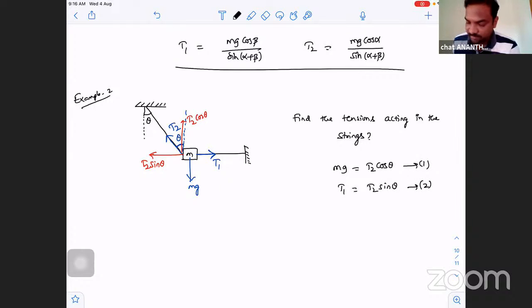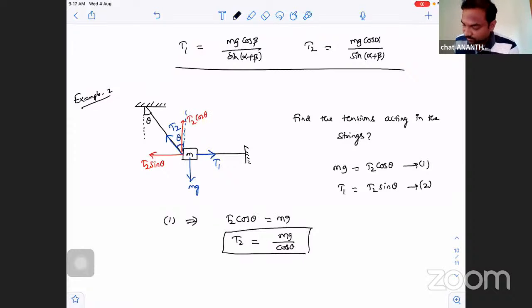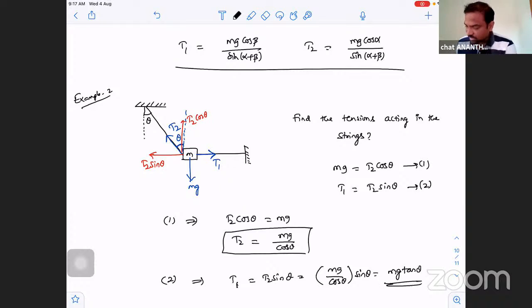So it's very easy to go. Take the first equation: T2 cos theta is equal to mg, and the T2 value is mg by cos theta. This is the T2 value. Then how to find the T1 value? Take the second equation: T1 is equal to T2 sin theta, and the T2 value is mg by cos theta into sin theta, so mg tan theta. So T1 value is mg tan theta, T2 value is mg by cos theta, which you can write as mg secant theta also. Or else you can use Lami's theorem. No choice.